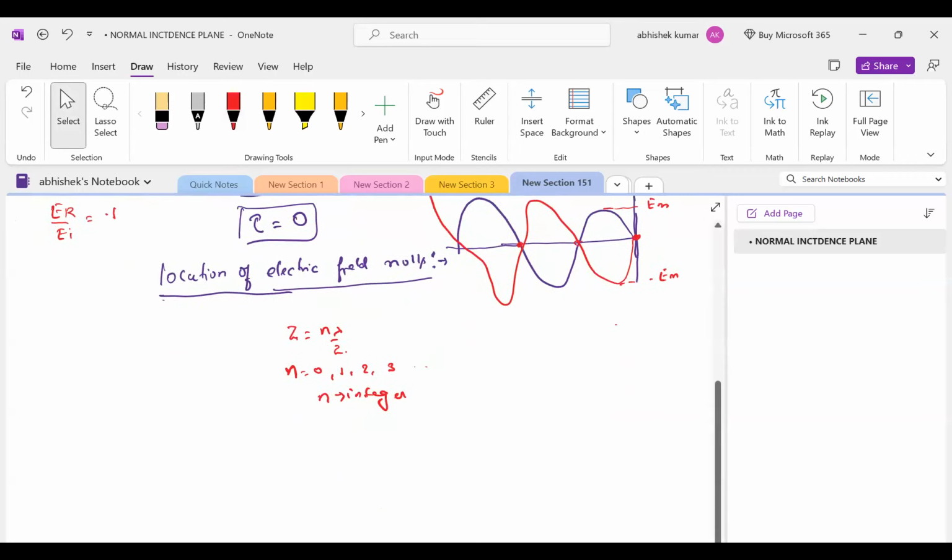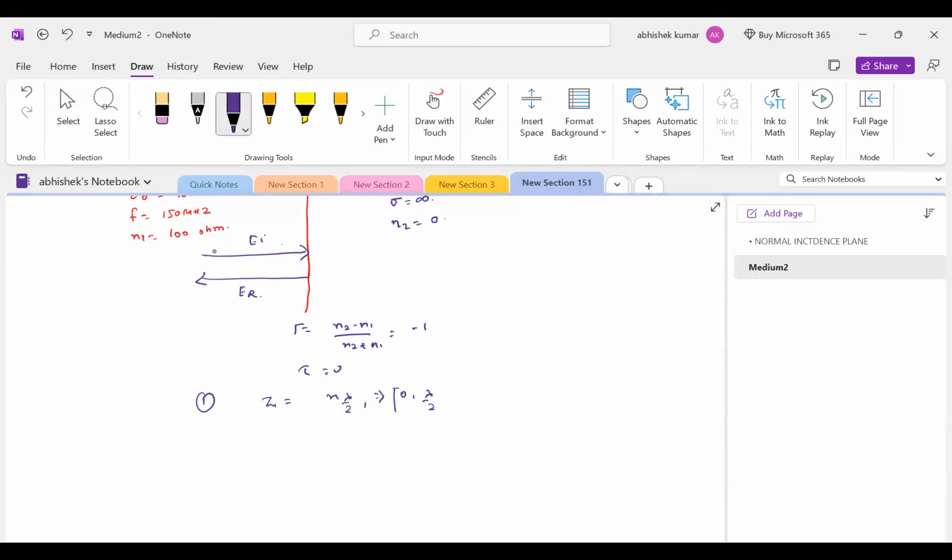So determine the following: location of the first two consecutive nulls of the total electric field in front of the perfect conductor. We can find it, right? You have to find the wavelength first. First two means n lambda by 2, starting from 0. So the positions are 0 and lambda by 2, and we need to find lambda.